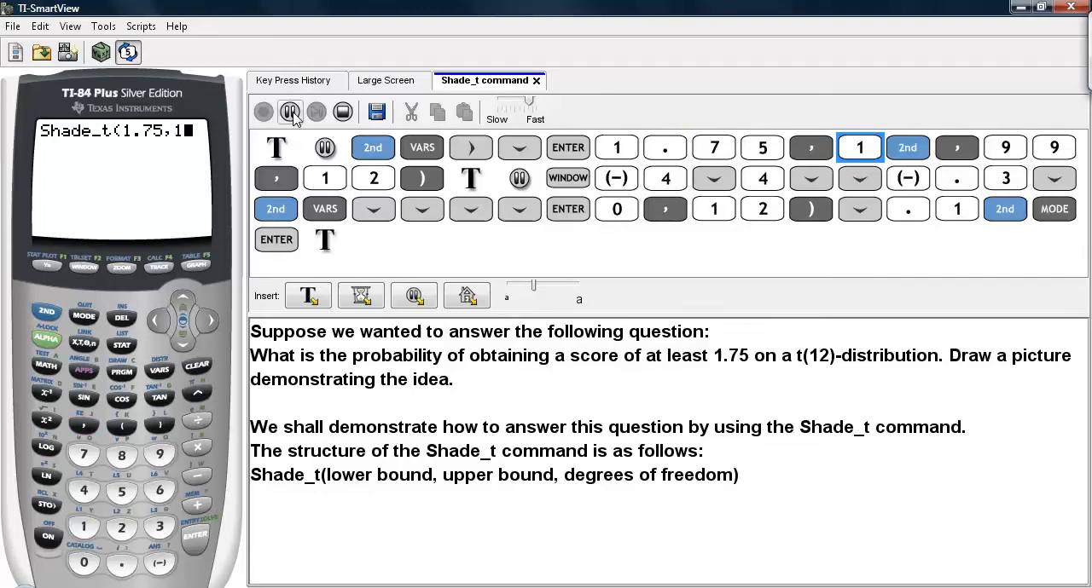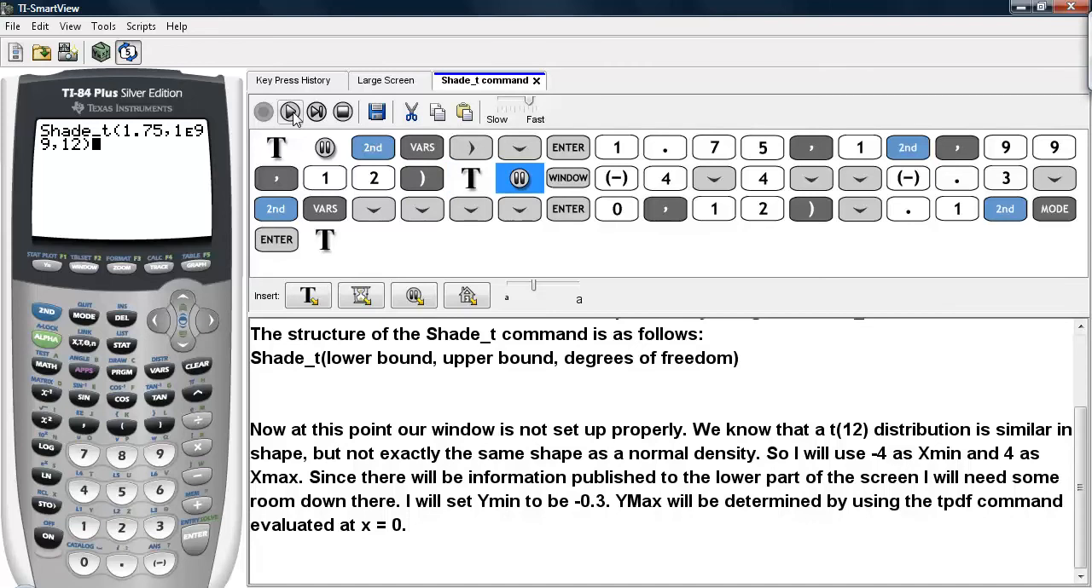and then where do we stop shading? Well, in our example it would essentially be infinity, so we'll type in the largest number the calculator can hold, 1E99, and then a comma, and then the degrees of freedom. In our example it's 12. We'll close the command. Now at this point our window is not set up properly.